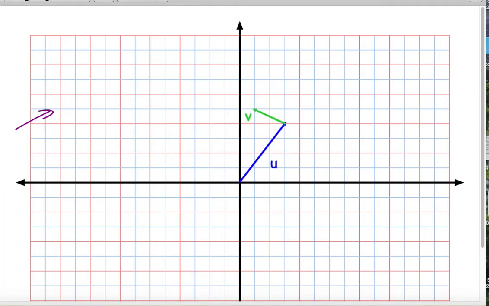So then u plus v equals that vector. It's where we started initially to where we ended up at the end, after traveling along the direction of those two vectors. So that's what it means to add vectors.